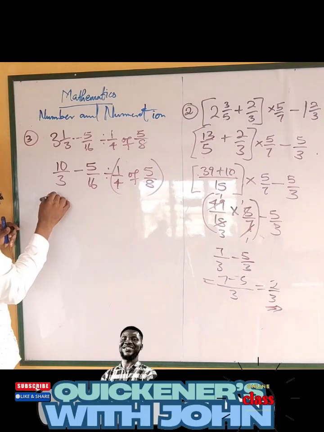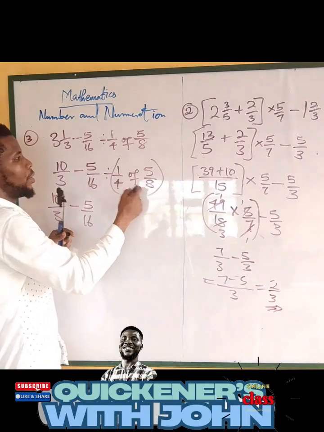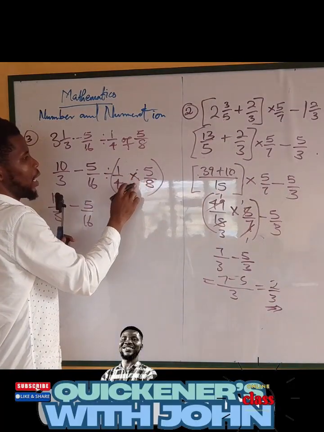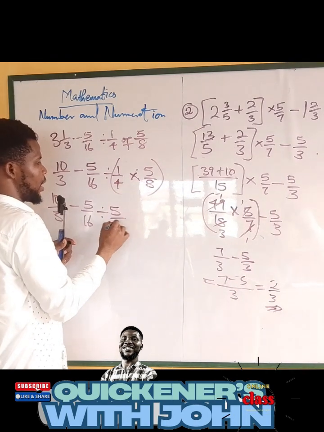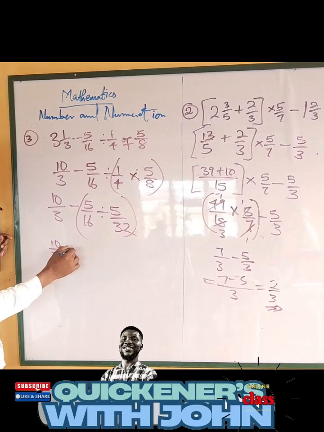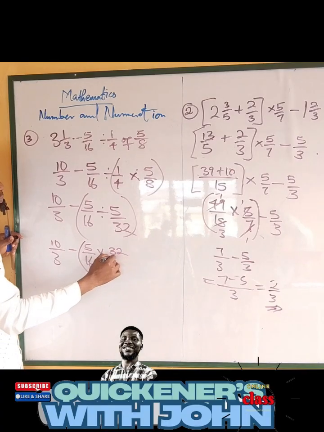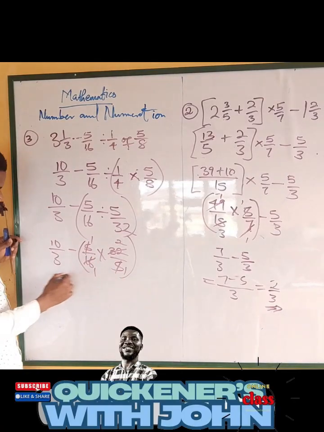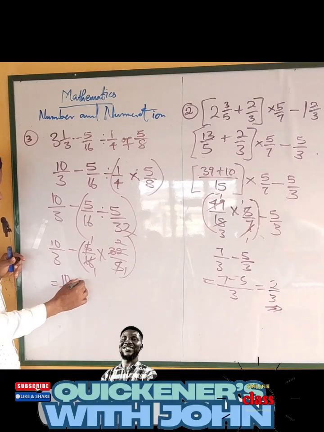So we're working on the "of". 10 over 3 minus 5 over 16 of, and let's operate this. "Of" means multiplication, right? So when you say multiplication, what do you have? 5 times 5, 32. Is that okay? Now you're working on this. Let's go. 5 over 16 times that is what? 10 over 3 minus 2.